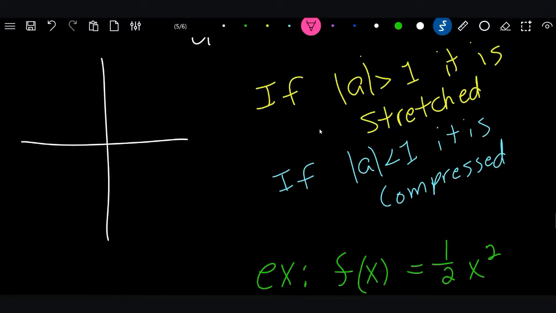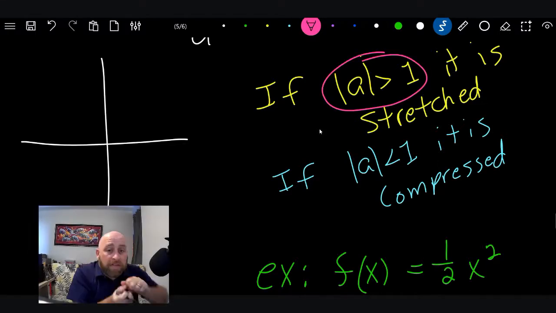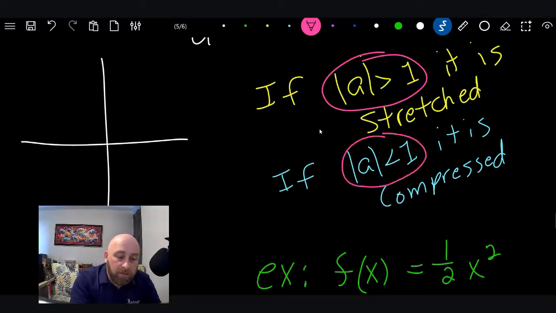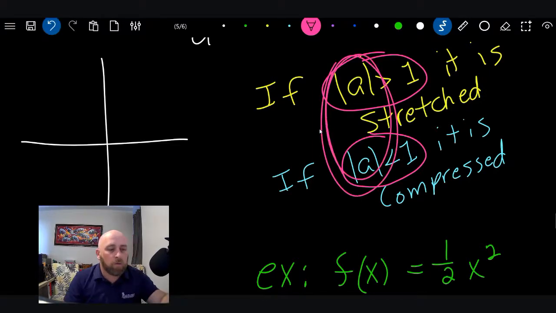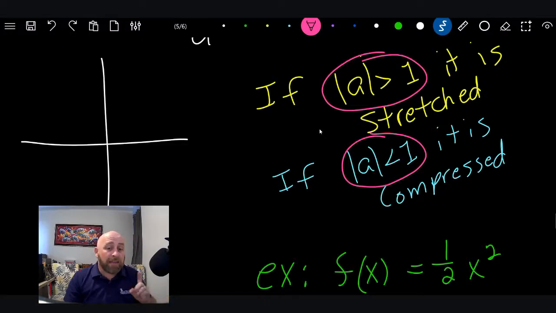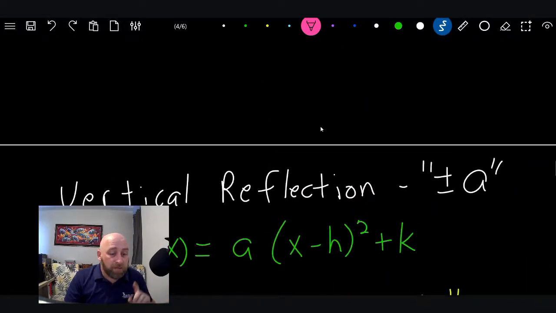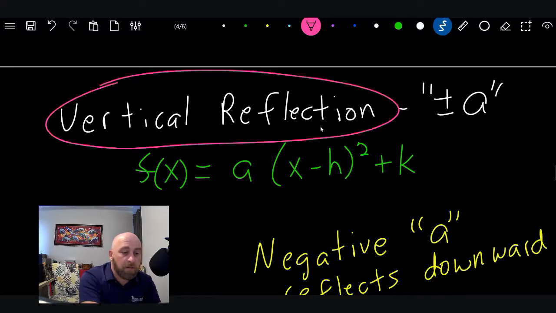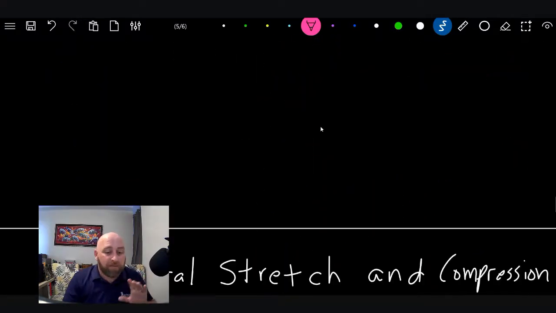So if the absolute value of A is greater than 1, it's going to stretch it. If the absolute value of A is less than 1, so in other words, if you have a fraction, be careful because the negative and positive don't come into play here. We've taken the negative and positive out when we added the absolute value. The negative and positive have to do with the vertical reflection that we just talked about a minute ago. We're not talking about negative and positive here.